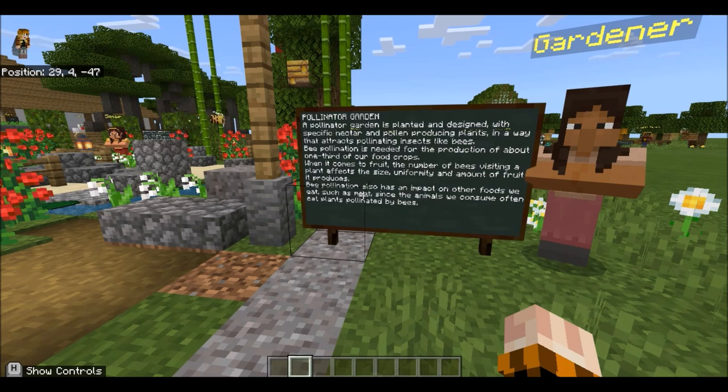A pollinator garden is planted and designed with specific nectar and pollen producing plants in a way that attracts pollinating insects like bees. Bee pollination is needed for the production of about one-third of our food crops. When it comes to fruit, the number of bees visiting a plant affects the size, uniformity, and amount of fruit that it produces. Bee pollination also has an impact on other foods that we eat, such as meat, since the animals we consume often eat plants which are pollinated by bees.